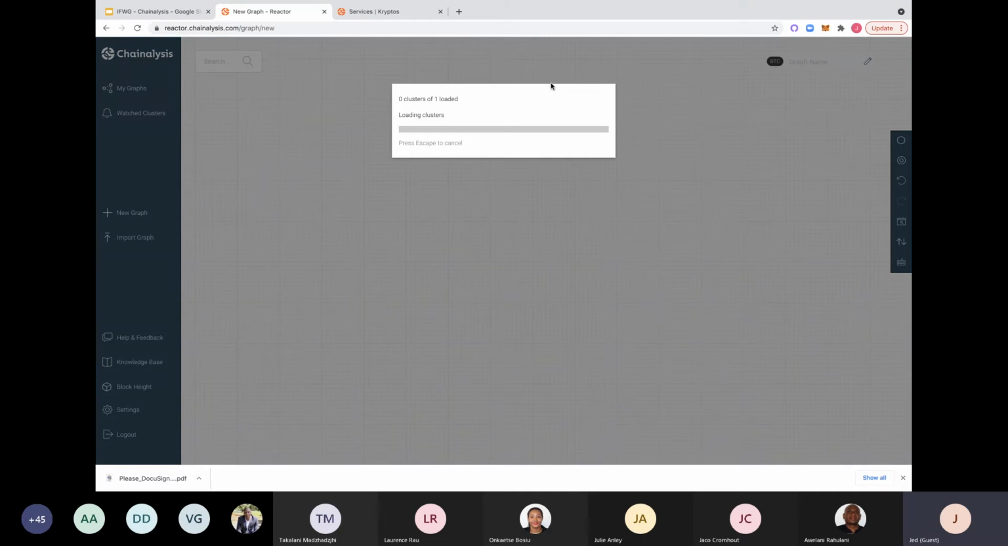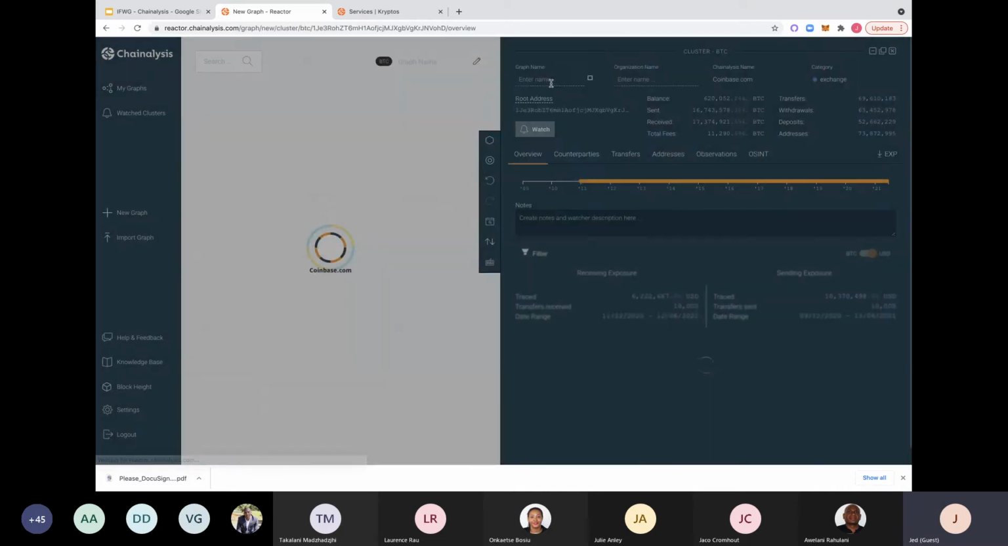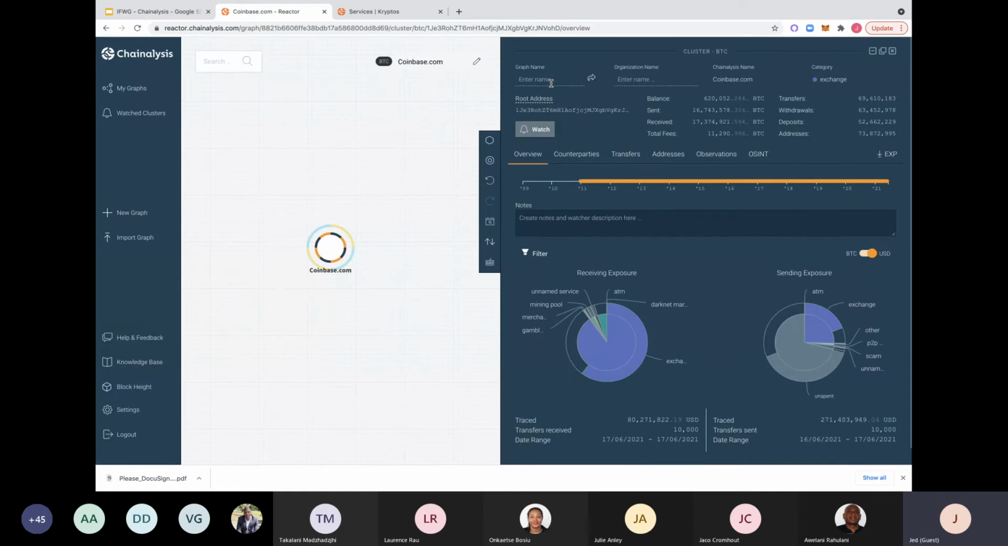Now, once the Coinbase cluster loads, it's probably one of our largest. I think there's around 73 or 74 million addresses associated with Coinbase. We have this info panel appear here on the right-hand side. So we can see the current balance of Bitcoin at Coinbase. We can see how much Bitcoin's been sent and received. We can see how many addresses make up this cluster.